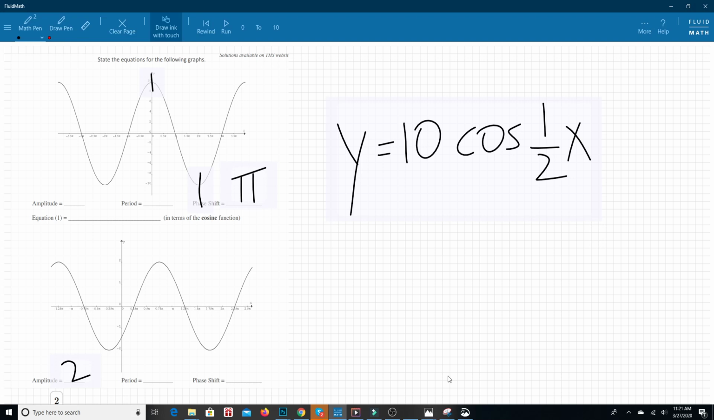Then we talk about the period. The period is from peak to peak. Let's see. We're going from 0.75 to 2.5, which is about 1.75. 1.75 is essentially my period.